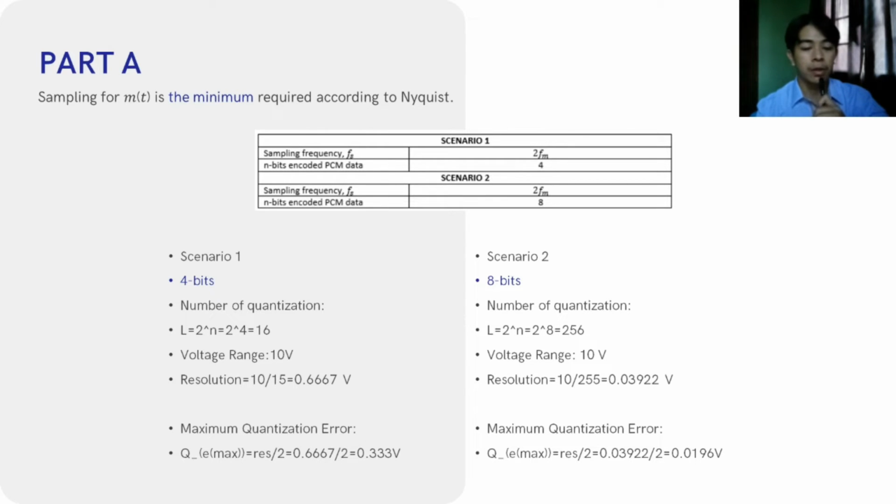And then for scenario 2, which is 8 bits, we calculated the number of quantization levels is 256, and then the resolution is 0.03922 volt, and the maximum quantization error is 0.0196.